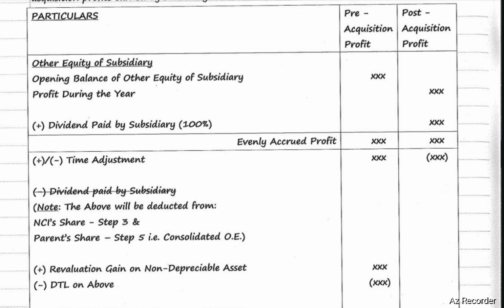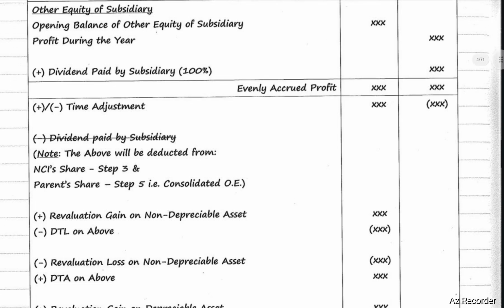Dividend paid by subsidiary will be deducted from non-controlling interest share under step 3 and parent share in step 5. That is, step 5 means consolidated other equity. Plus a revaluation gain on non-depreciable asset.